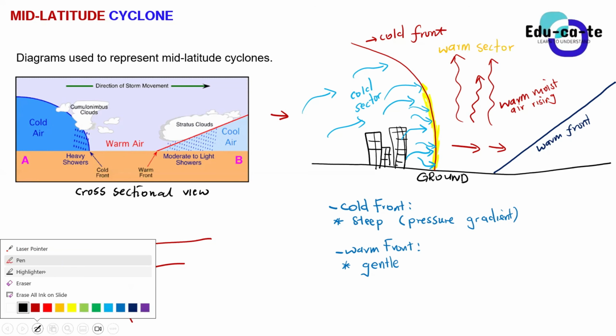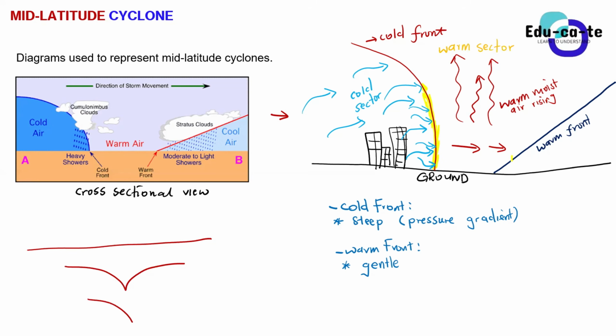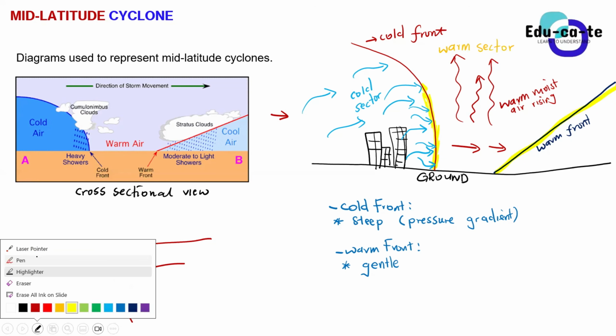Then we've got our warm front here. This is a warm front. You can see that it's a gentle gradient. After the warm front, what do we have after the warm front?